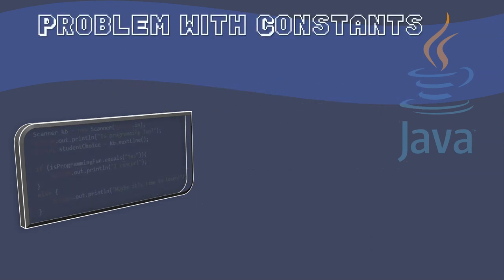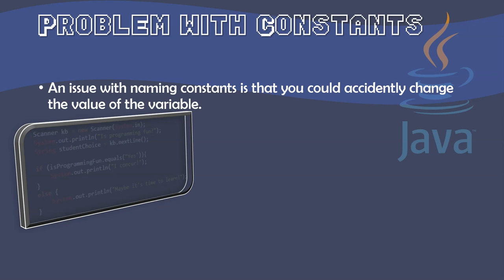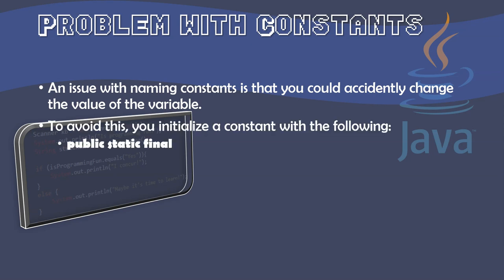Now, there are some problems that we can have with constants if we aren't proactive with our programming. And you might have been able to detect some of this already on your own. All right. Well, the first thing is, if it's a variable, can we accidentally change the value of the constant? Isn't a constant supposed to be unchanging? Well, yes, if you're thinking that, that would be correct. And there are ways that we can address this.